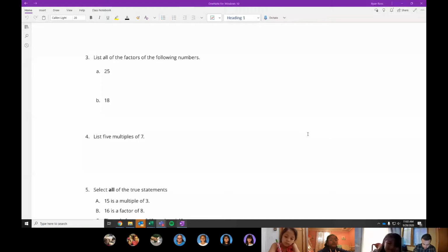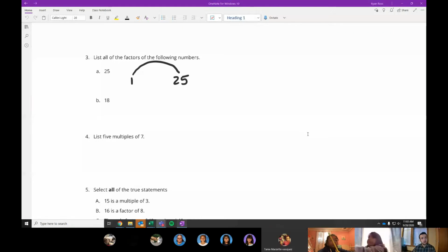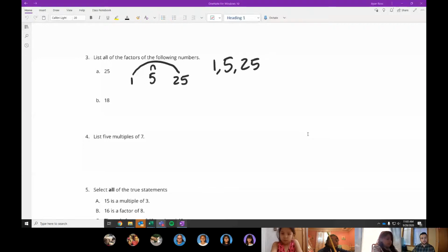So for 25, we always have 1 and the number. So 1 and 25. Yeah, we could try 2 and we wouldn't have anything. We could try 3. We wouldn't land on 24. Same with 4. But 5 will work because 5 times 5 equals 25, right? So our factors here, we have 1, we have 5, and we have 25. So there's our answer, 1, 5, 25.